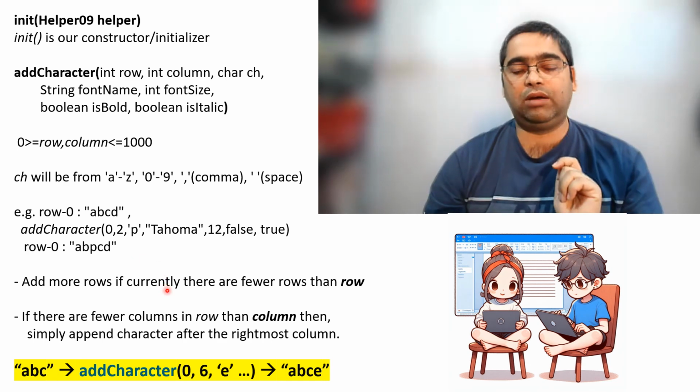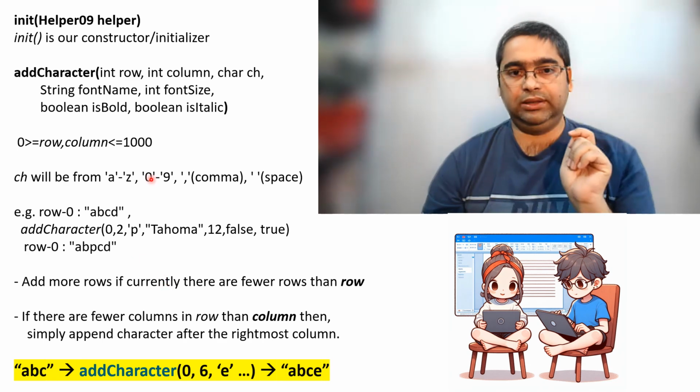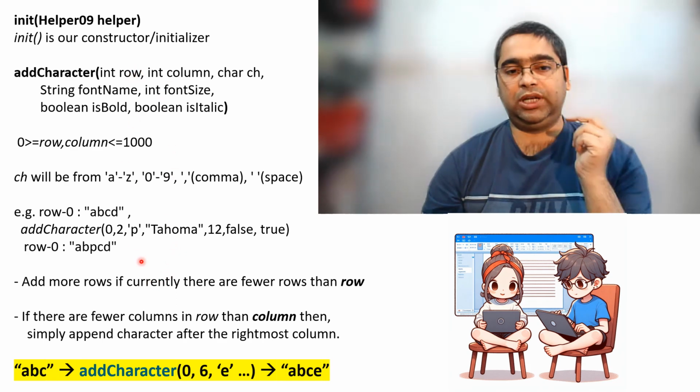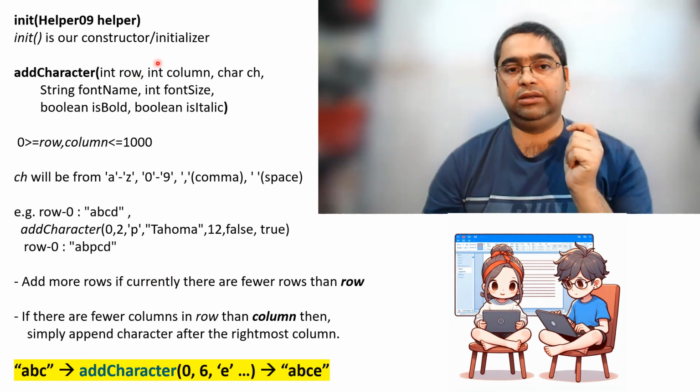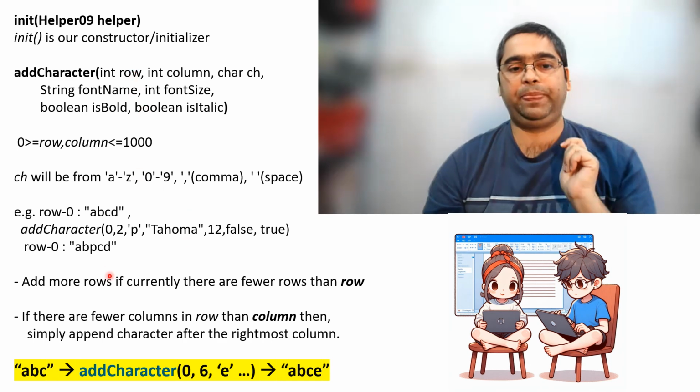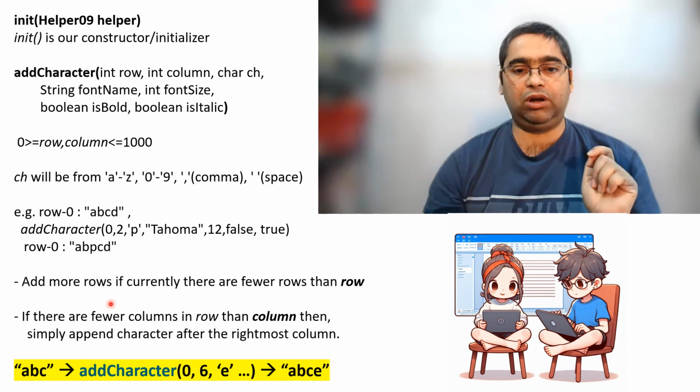Now what if the row does not exist yet? Let's suppose till now we have added only one row and the value of row is 3. What we'll do is append extra rows and then go ahead and add the character in row 3. Now what if there are fewer columns added?